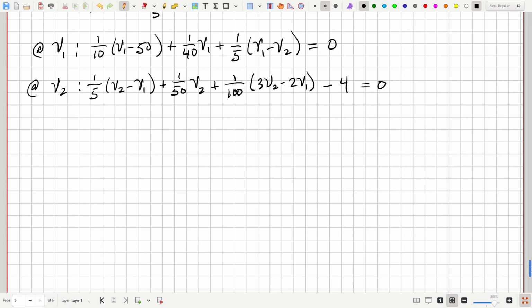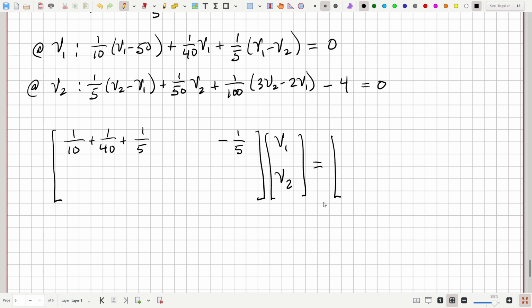Let's put them into matrix form. For the first equation, the V1 terms, we've got 1 over 10, 1 over 40, 1 over 5. For the V2 term, we've got minus 1 over 5, times V1, V2. And the constant term, minus 50 over 10. 50 over 10 is just 5, so minus 5 becomes plus 5 on the right side. There we go.